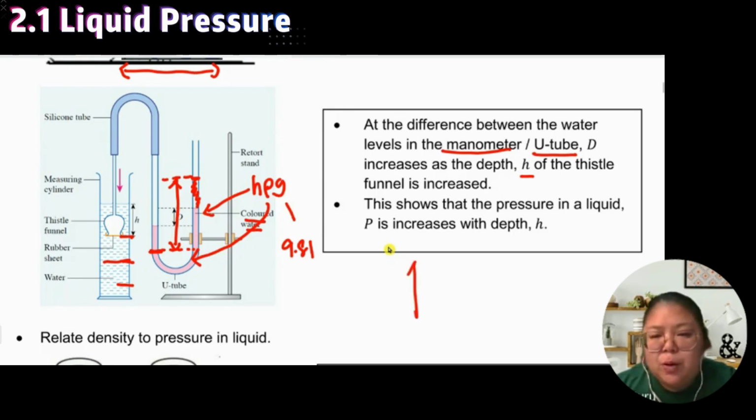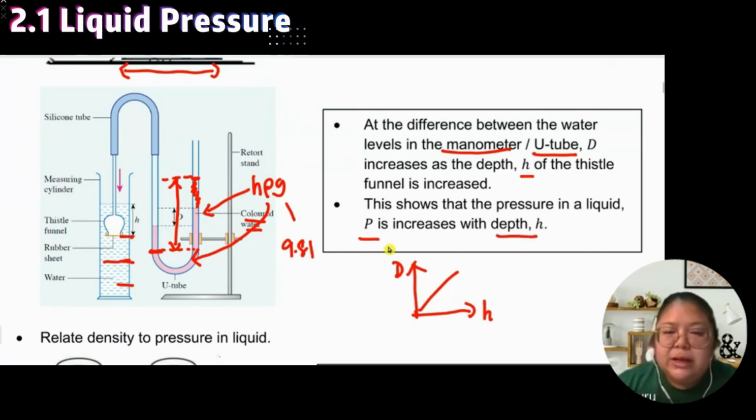So if I plot the graph of h and d, it is supposed to be directly proportional. This shows that the pressure P in the liquid increases with the depth. The d now represents h rho g. So when d increases, everything also increases because rho is a fixed value and g is already fixed in the manometer. So this one is related to depth.